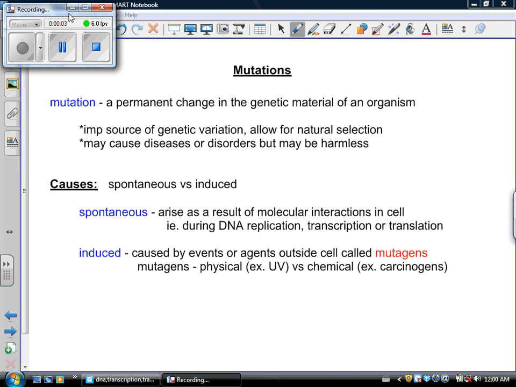Okay, this is the last of the lessons. It covers mutations and sequencing. I think that's pretty well it.